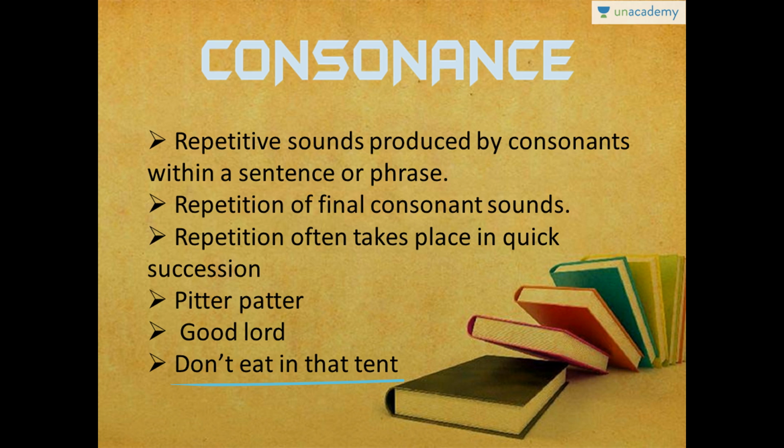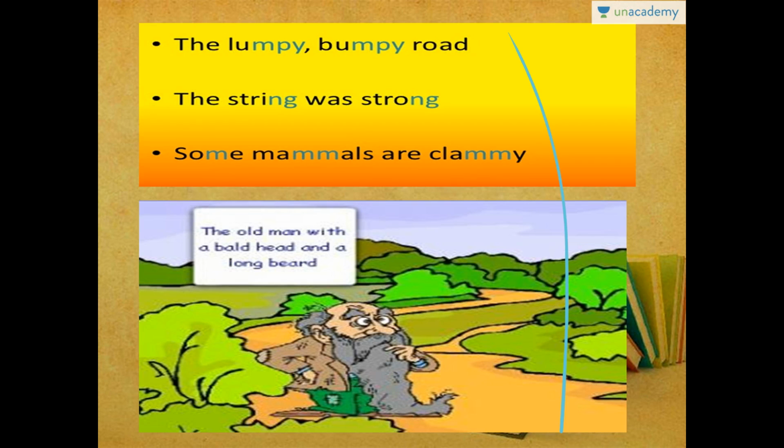Pitter patter: the repetition of the sound ter in both these words makes it a consonance. Good lord, again this makes it a consonance. Don't eat that tent. The stress we put while pronouncing the ending sound of each word is what makes it a consonance. We have a few examples of consonance here again. The lumpy bumpy road, the string was strong, some mammals are clammy. The consonance here has been highlighted, so it is quite easy to figure out.